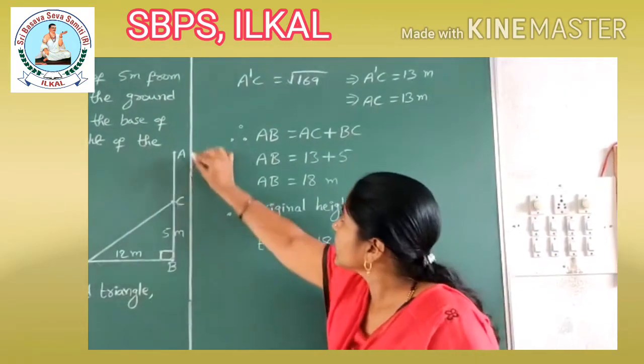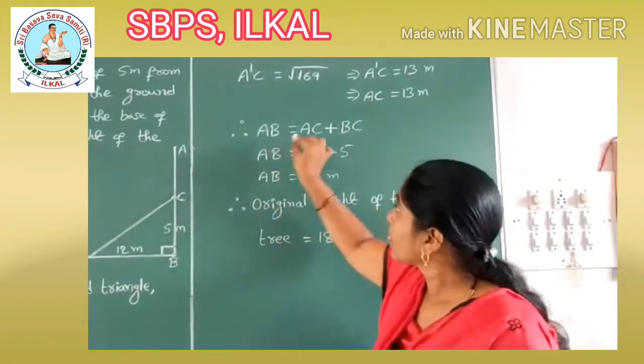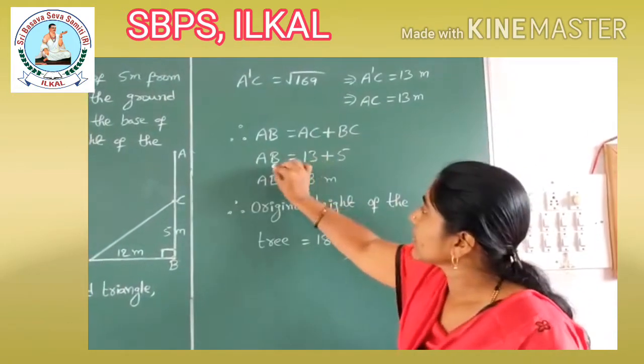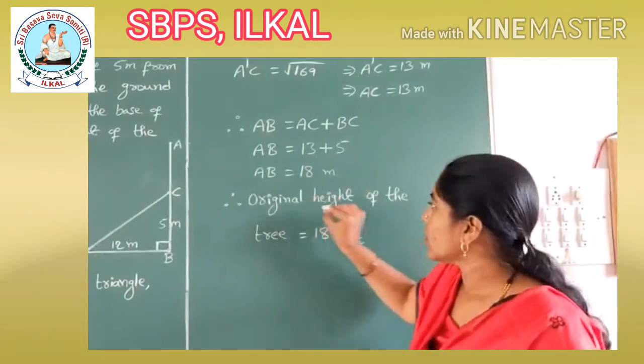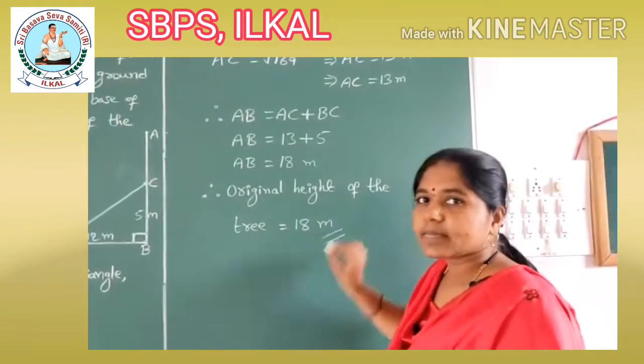AB means AC plus BC. Okay. AB is equal to AC plus BC. 13 plus 5 is 18 meter. Therefore, the original height of the tree is 18 meter.